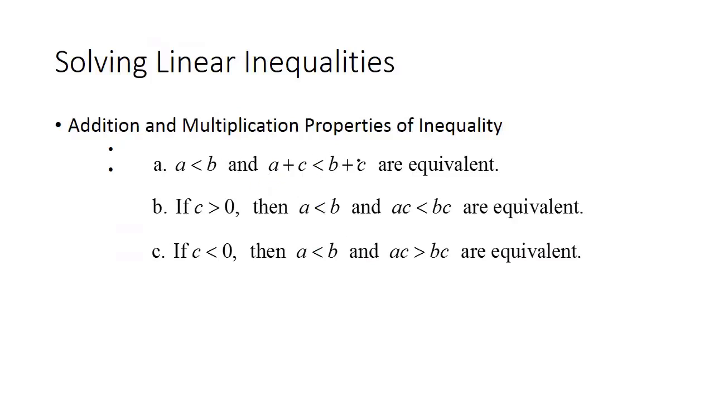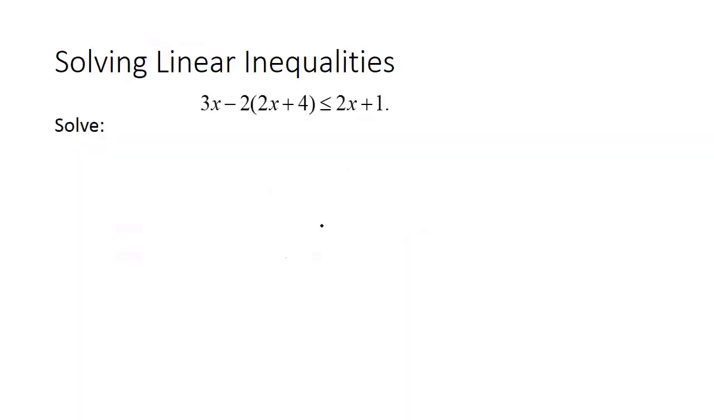For inequality, we do the same thing. We are allowed to add any number to both sides of the inequality. The only thing you have to remember is if you multiply by a negative number, you change the direction of the inequality to its opposite direction. So let's take a look at this example here. This is an inequality where we have to solve for x. What would be a first step here, anyone?